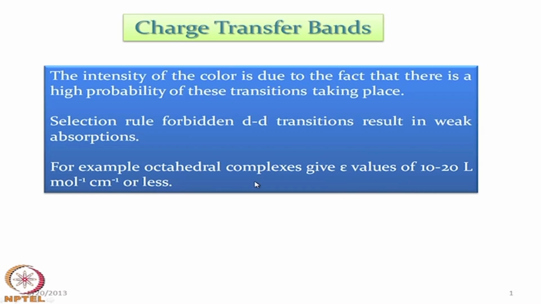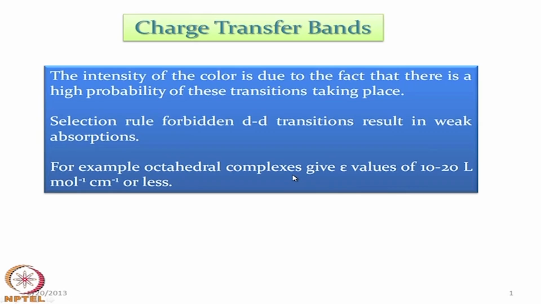That is why if we want to measure d-d transitions, we have to go for a very concentrated solution, or sometimes the path length of the cell should be greater than 1 centimeter, which we usually monitor with. We can use up to 5 centimeter or 10 centimeter path length to get an appreciable epsilon value in the absorbance scale.